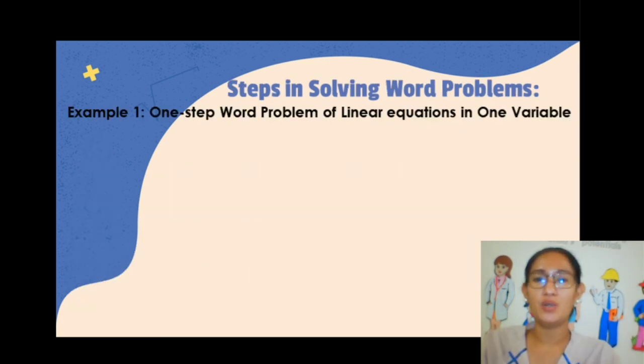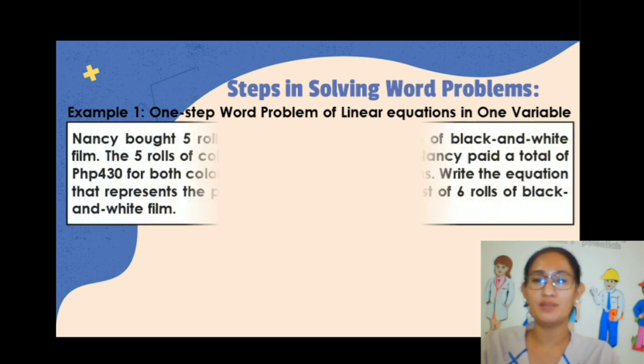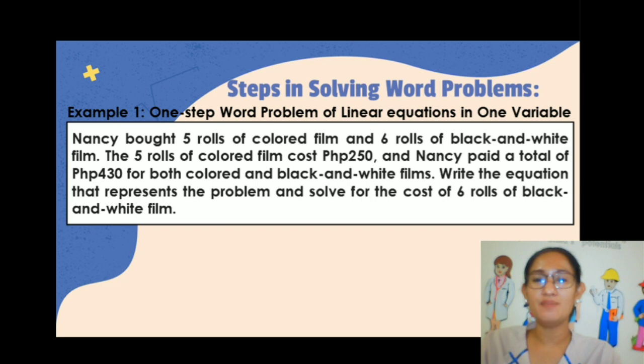Example number 1. One-step word problem of linear equation in one variable. Nancy bought 5 rolls of colored film and 6 rolls of black and white film. The 5 rolls of colored film cost 250 pesos, and Nancy paid a total of 430 pesos for both colored and black and white films. Write the equation that represents the problem and solve for the cost of 6 rolls of black and white film.